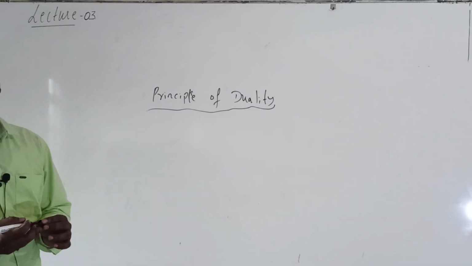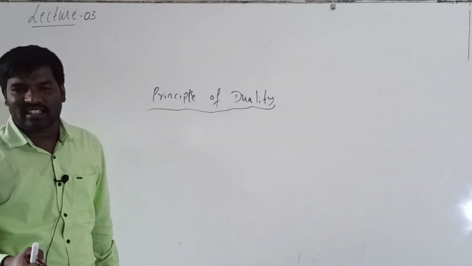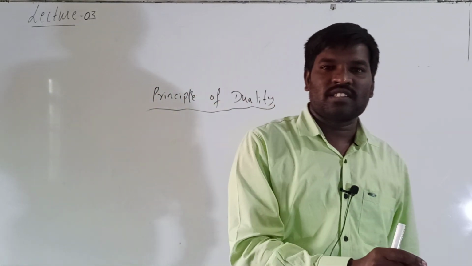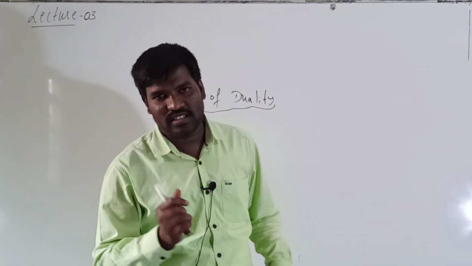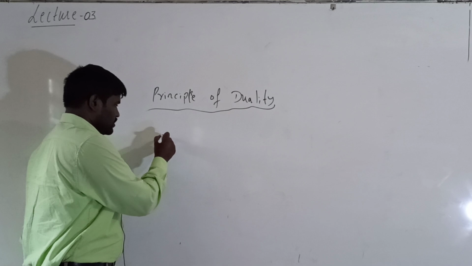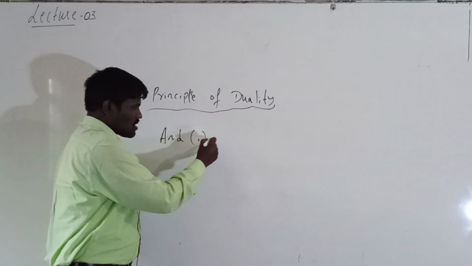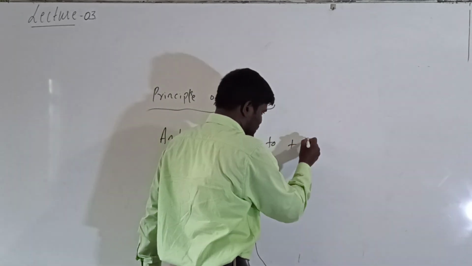Principle of duality. Okay, here the principle of duality states that with the help of one expression we have to derive another expression. It means that and, that is dot, changes to plus, that is or.